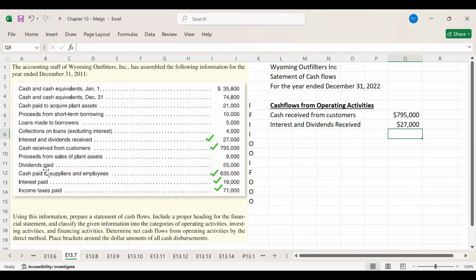The other one is cash paid to suppliers and employees. As this represents cash paid, it should be in brackets because it is a negative amount. So the amount is 635,000, so minus $635,000.